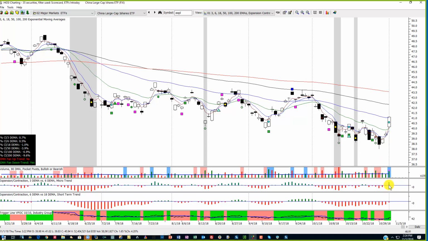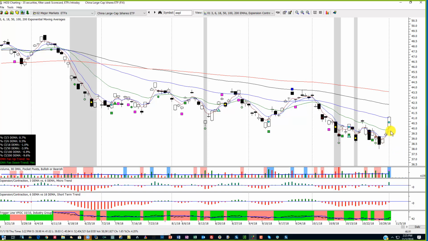How do I know that? Because I'm looking down here at this histogram and it went from below the 0 line to above it on a pretty good spike. Also the volume point of control actually turned green yesterday on the 10-10, which means that the bulls were gaining control of this index. Now, to put this in perspective, here's the 200 that's clear up here. Here's the 100, here's the 50, and here's the 18. So this is still in a very strong downtrend.